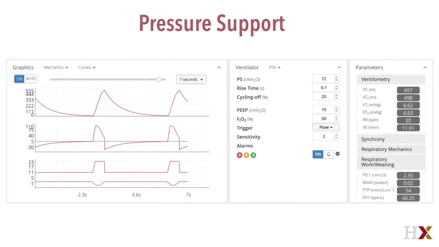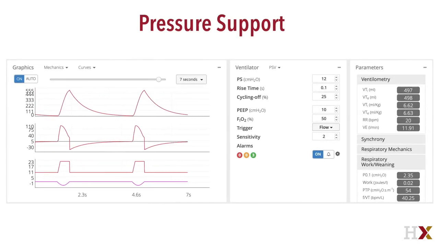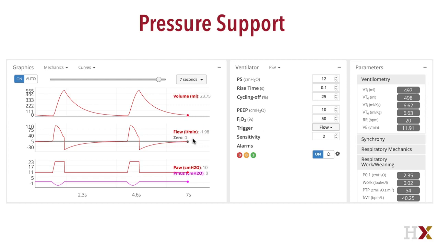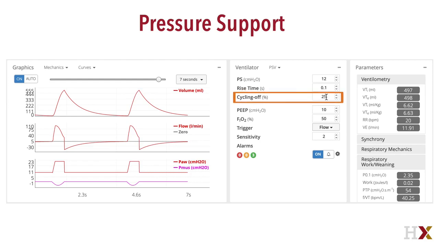Now let's look at pressure support. With pressure support, there is no inspiratory time in seconds that is set. If you recall from the basic ventilator settings video, it's a cycle off percent, so it's 25% of this peak flow is when the breath cycles off.